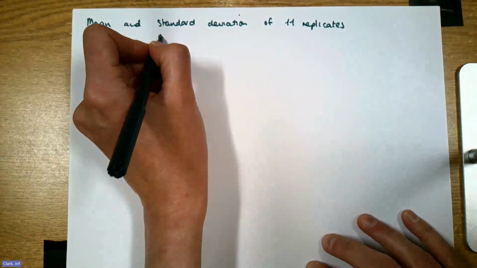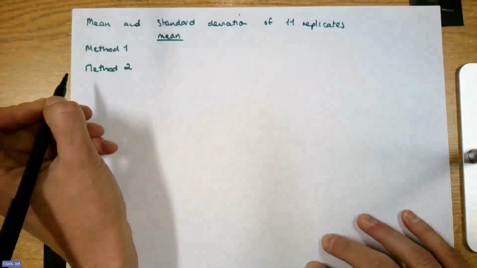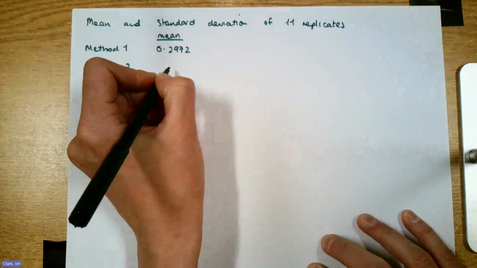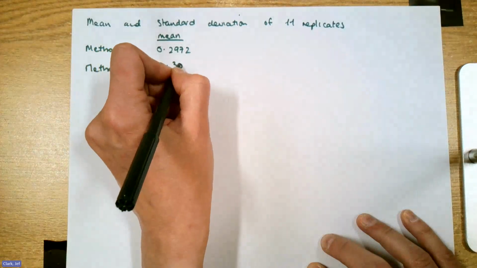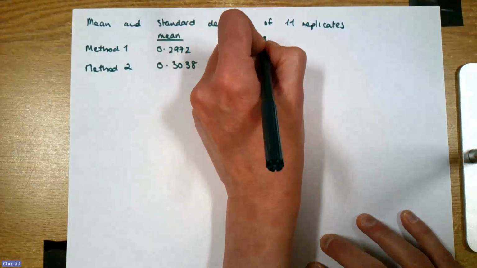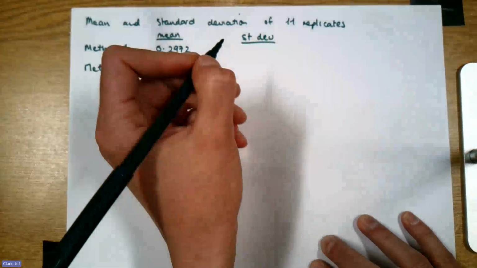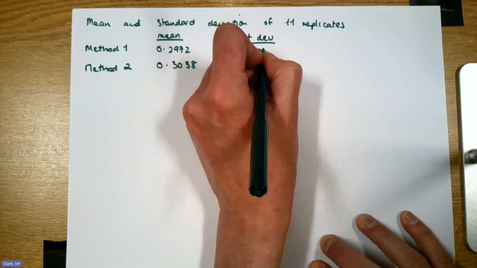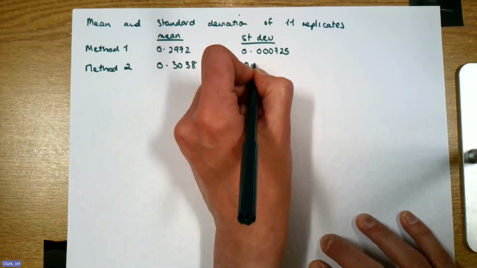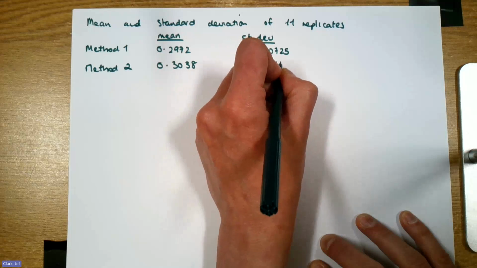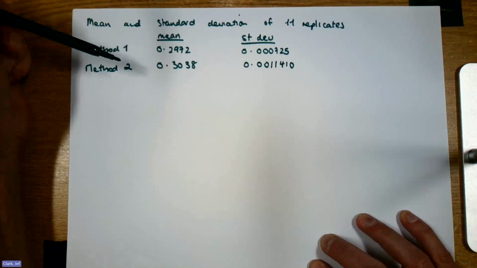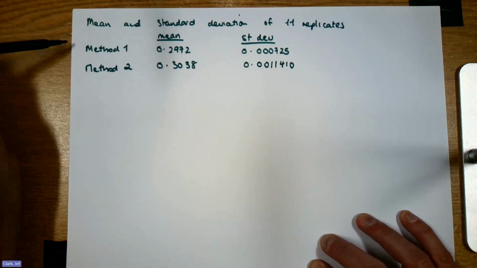We have our mean, and in this case we've got 0.2972, and method 2's mean is 0.3038. And then we've got some standard deviations. It's very nice when somebody else does your calculations for you. 0.000725. 0.001110. Before we do any sort of mathematics, it's always a good idea to just have a look at the numbers that we've been provided with.